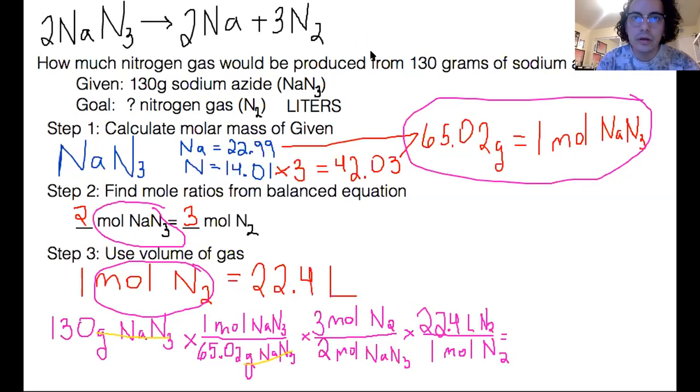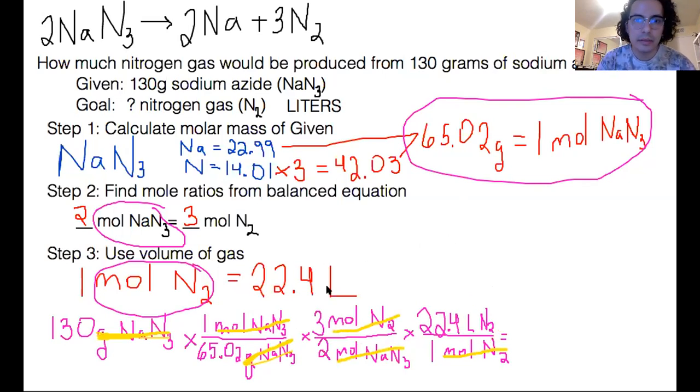So just to show, let me do this. This grams of NaN3 cancel right here with the grams of NaN3. Mole of NaN3 cancels this mole of NaN3. And then mole of N2 will cancel with mole of N2, leaving us with liters of N2. What was our goal? The amount of N2 in liters. That's how we know we did it right.